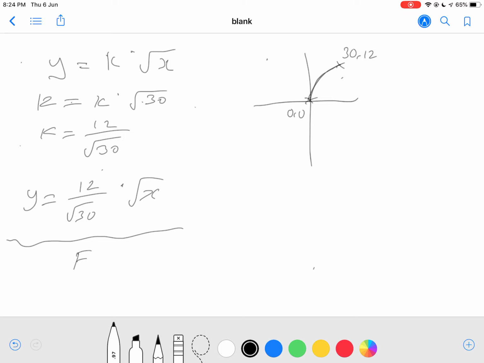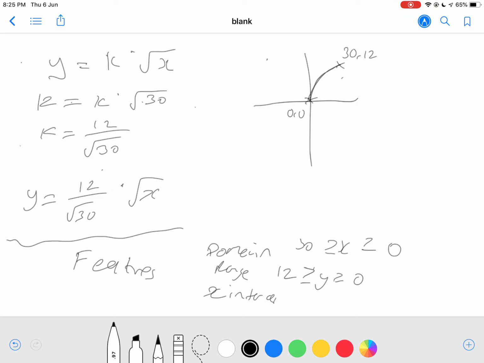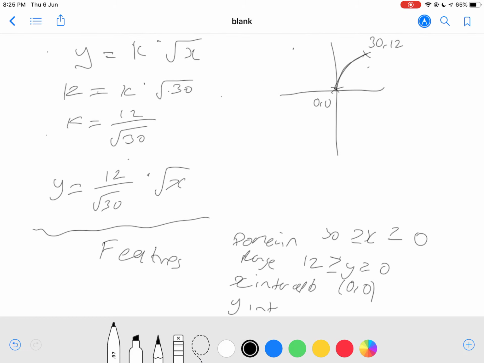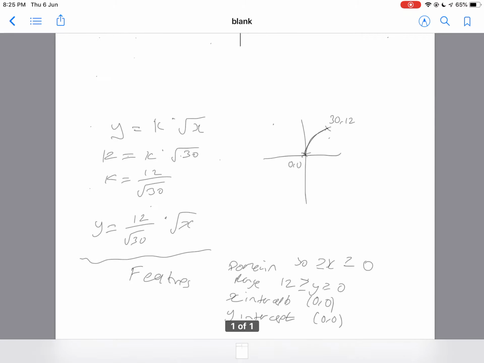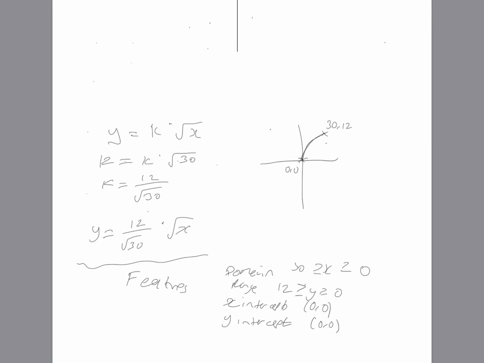Moving on to the features of the graph. Domain once again is the same, there should be no change. Same graph as the parabola. So x is greater than or equal to 0, less than or equal to 30. Range is the same: y is greater than or equal to 0, less than or equal to 12. The x-intercept is 0, 0, and the y-intercept is 0, 0. That's it for the square root equation. That's probably the easiest one out of all of them. There's not much to it.